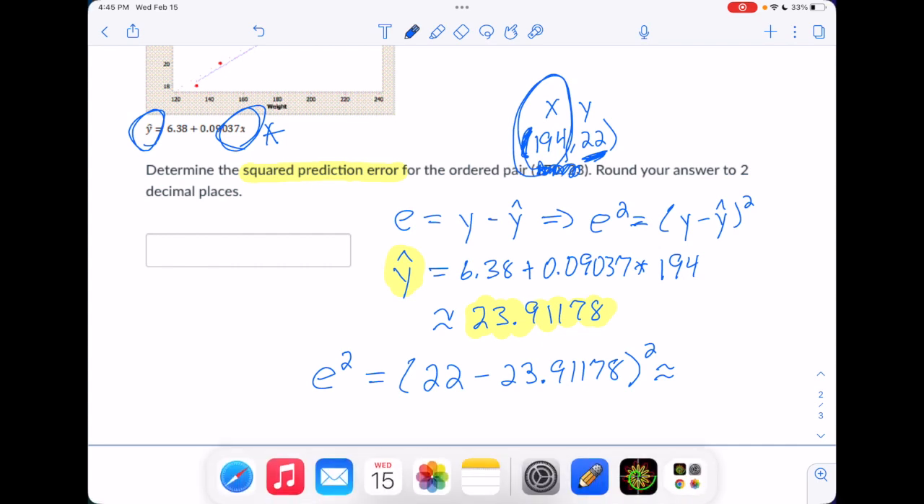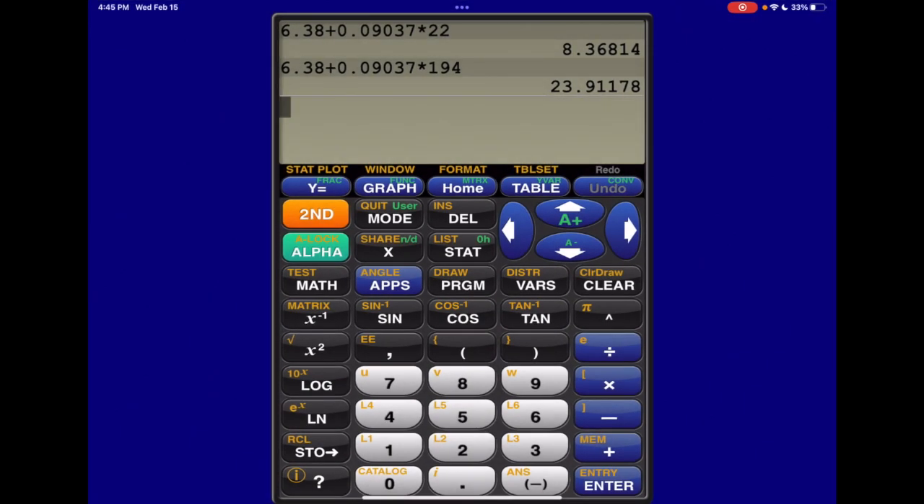So let's go ahead and switch over to the calculator again. Need parentheses to make sure we square the whole quantity. 22 was the actual y value minus 23.91178, which was our predicted y value. Looks like I missed the decimal, so let me fix that up. And then close parenthesis and then square to make sure we're squaring the subtraction, not just squaring the second number. And we get 3.6549027768. We only need to write 2 decimal places according to them, so we'll put 3.65.